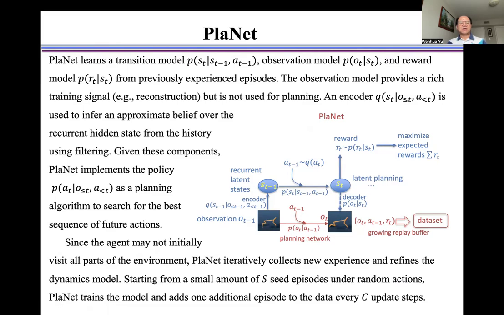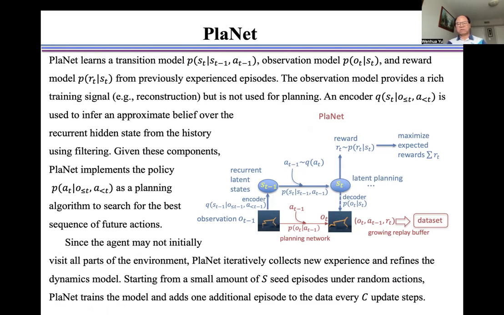Given these components, planning network implements the policy π as a planning algorithm to search for the best sequence of future actions, as shown here. This is latent planning in latent space, and this is a variational autoencoder. Since the agent may not initially visit all parts of the environment, planning network iteratively collects new experience and refines the dynamics model.